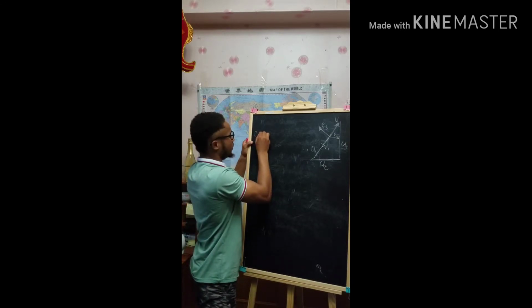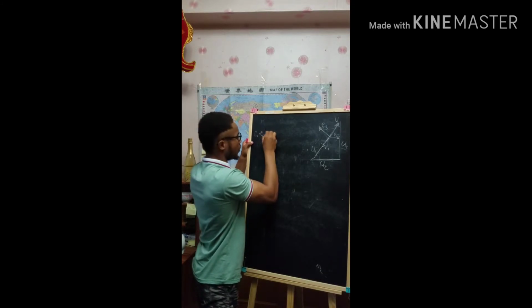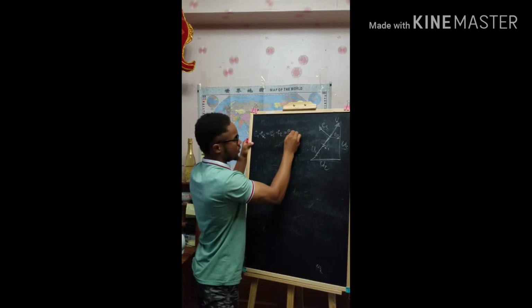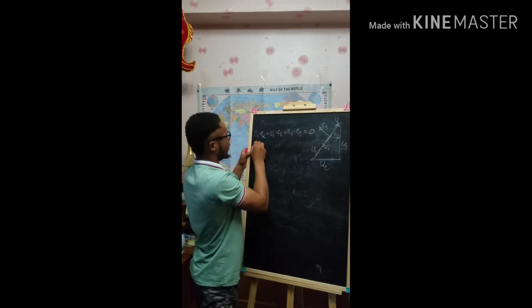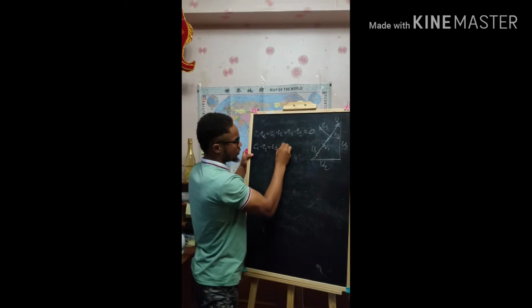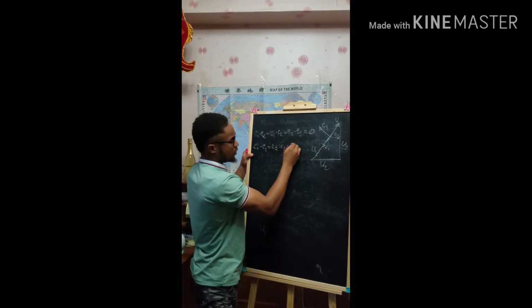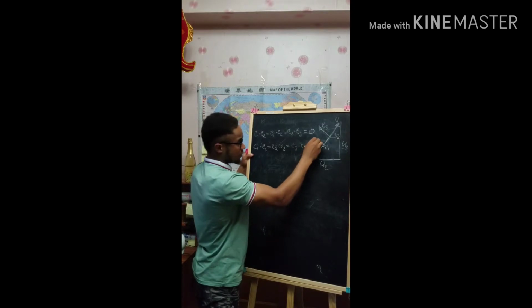E1 times E2 equals E1 times E3 equals E2 times E3 equals 0. E1 times E1 equals E2 times E2 equals E3 times E3 equals 1.